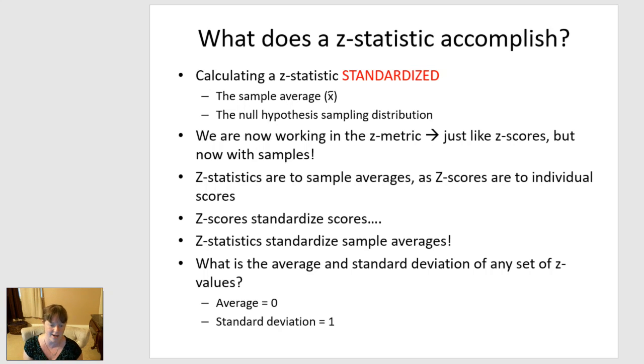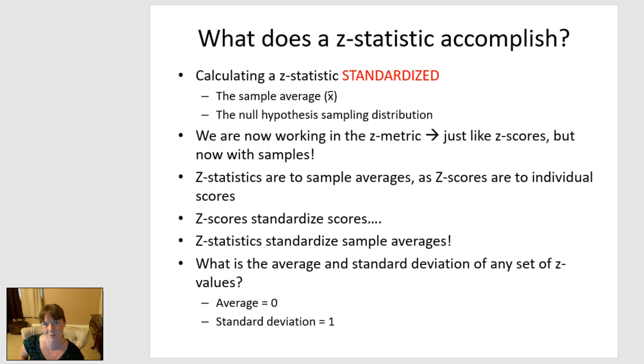And so if you think about it, z-statistics are to sample averages as z-scores are to individual scores. It's kind of like an analogy. Z-scores are standardized scores, and z-statistics are just standardized averages, right? Where not only have we standardized the x-bar, but now our null hypothesis sampling distribution is also standardized. So we have an infinite number of sample averages that are all z's.